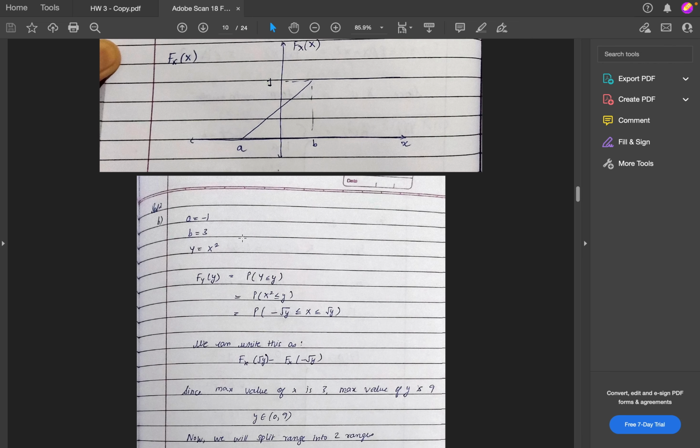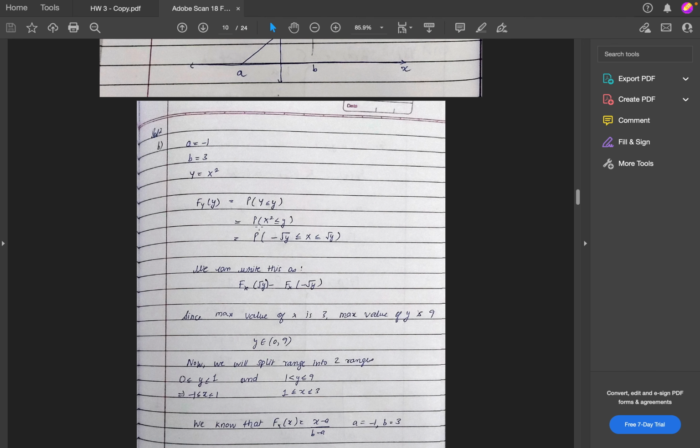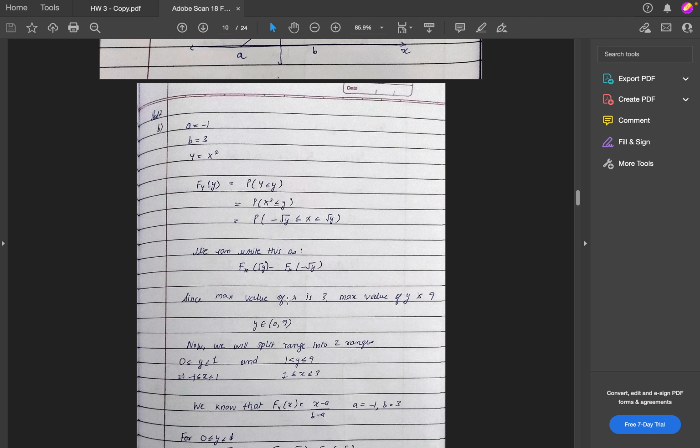Again, we know that F of y will be given as P of Y less than or equal to y. Since y is given as x square, this will be equal to P of x square less than or equal to y, or it will be P of x less than or equal to root y and greater than or equal to minus root y. Now we can write this as the CDF of root y minus the CDF of minus root y.